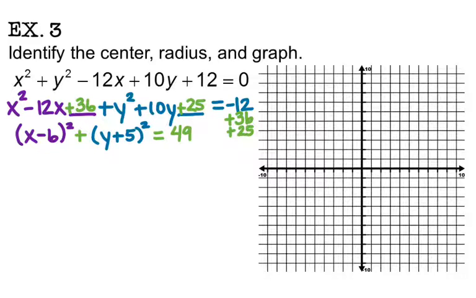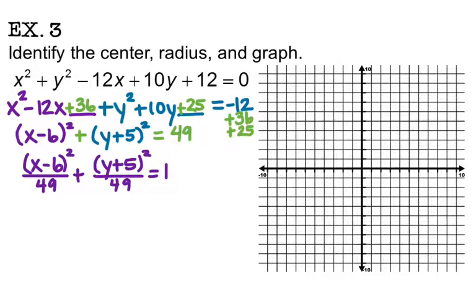Okay, so you notice in the formula that our equation equals 1. So all I have to do is divide 49 by everything, and I will get the 1 on the right-hand side. So x minus 6 all squared over 49 plus y plus 5 all squared over 49 equals 1. So now, just like example 1, I can find the center and the radius to graph this circle.